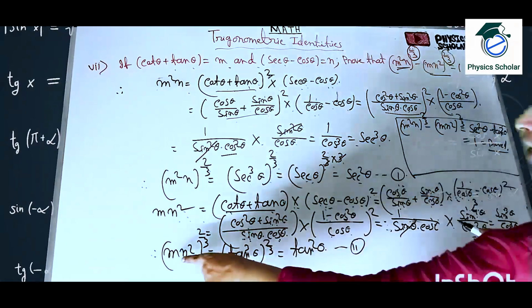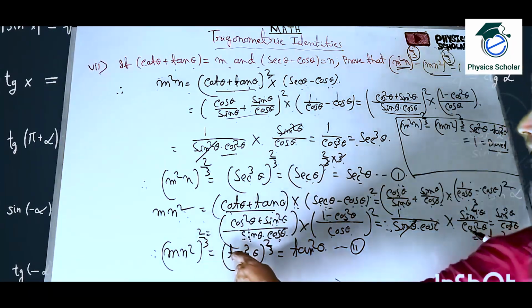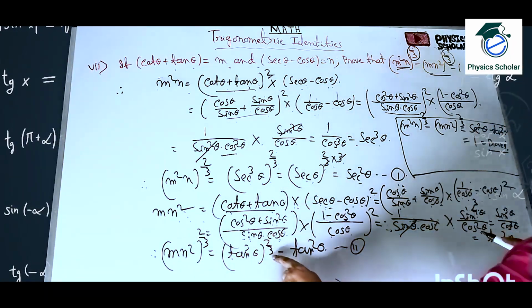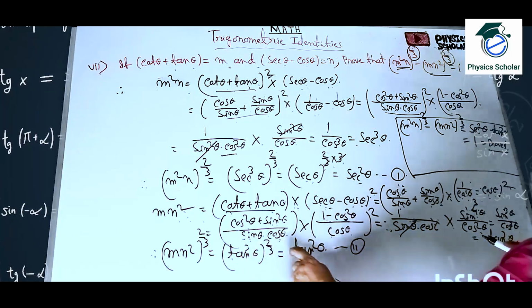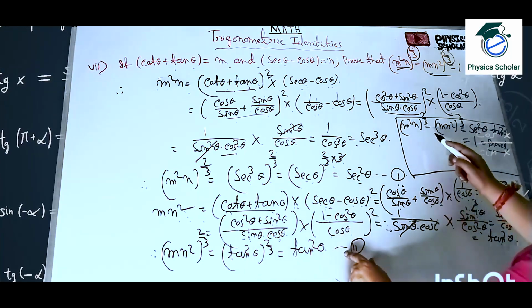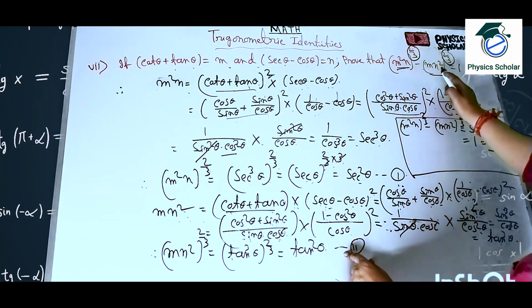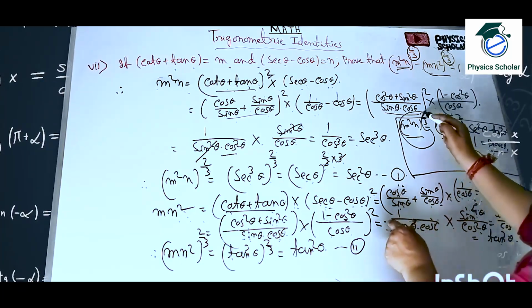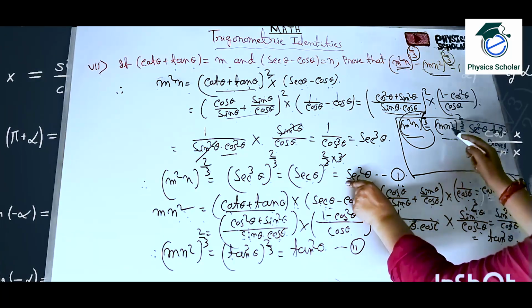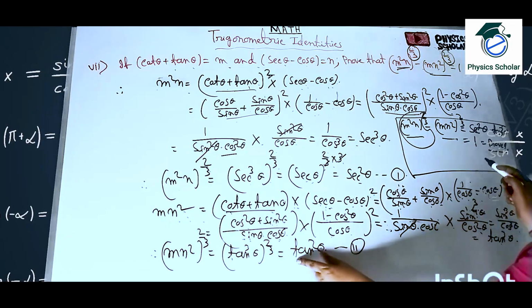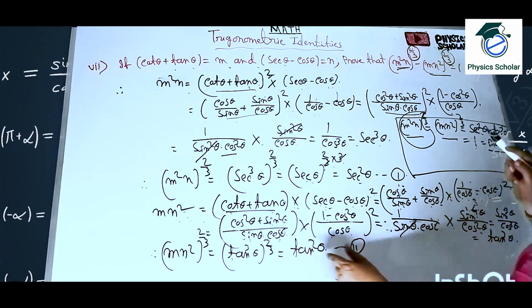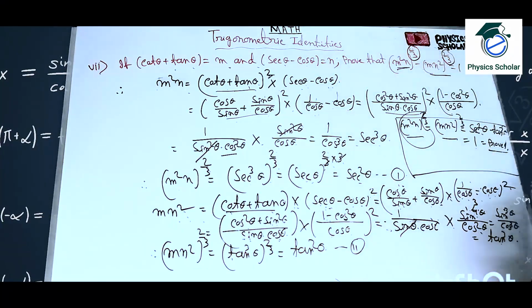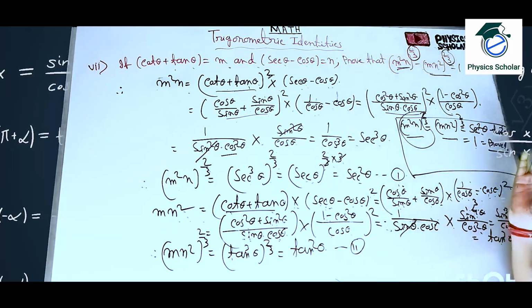Clear? Now m n square whole to the power 2 by 3 is equal to tan cube theta whole to the power 2 by 3, so the 3 will be cancelled, tan square theta. Now if we subtract this from this, what is the value of this? That is sec square theta, minus what is the value of this? Tan square theta. So sec square theta minus tan square theta means, by the formula we know, 1. So that is equal to the right hand side. Proved.